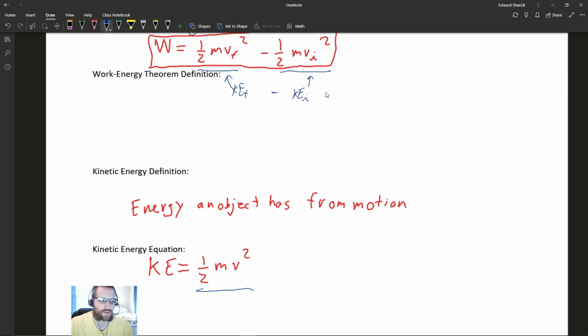And another term we always use for final minus initial is the change, delta KE. So we can actually define work. The work kinetic energy theorem is that work equals the change in kinetic energy, and thus why it's called the work energy theorem. So the amount of work that something does is actually just defined by the amount of change in motion or change in kinetic energy that it gives an object.